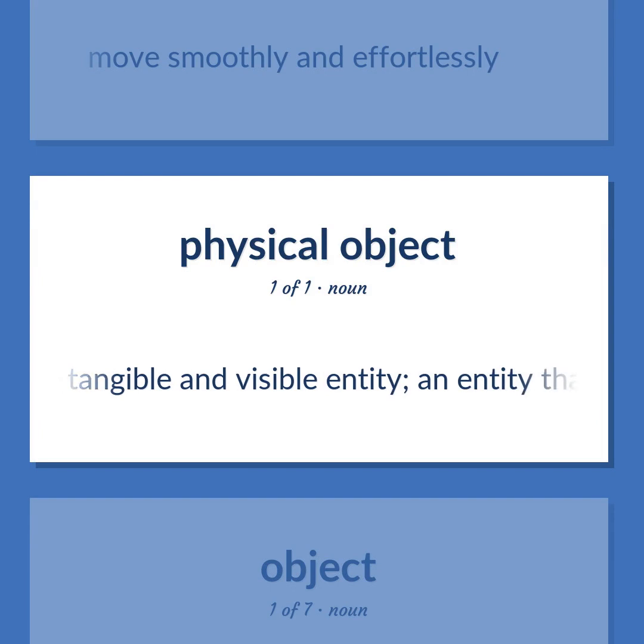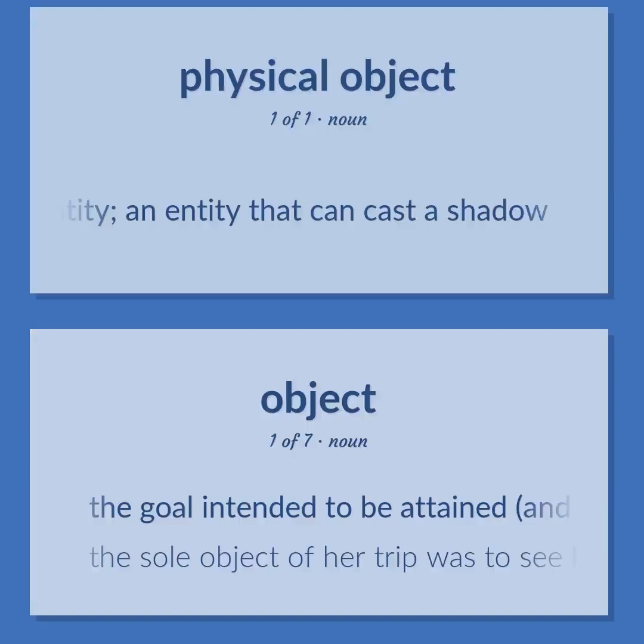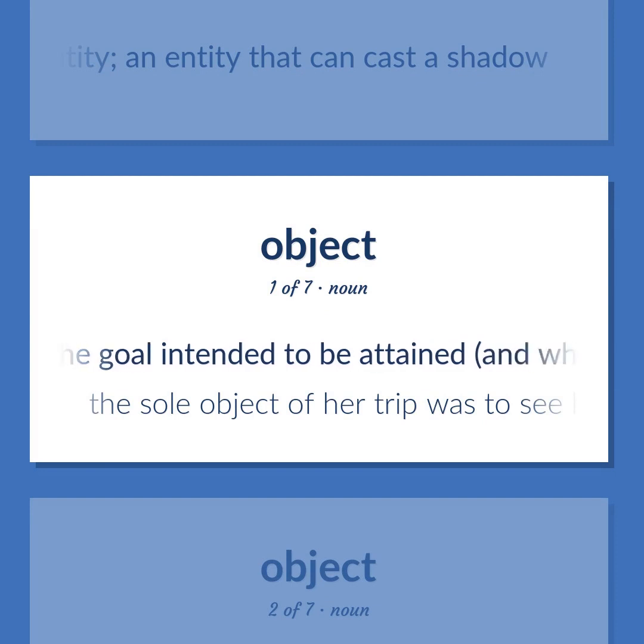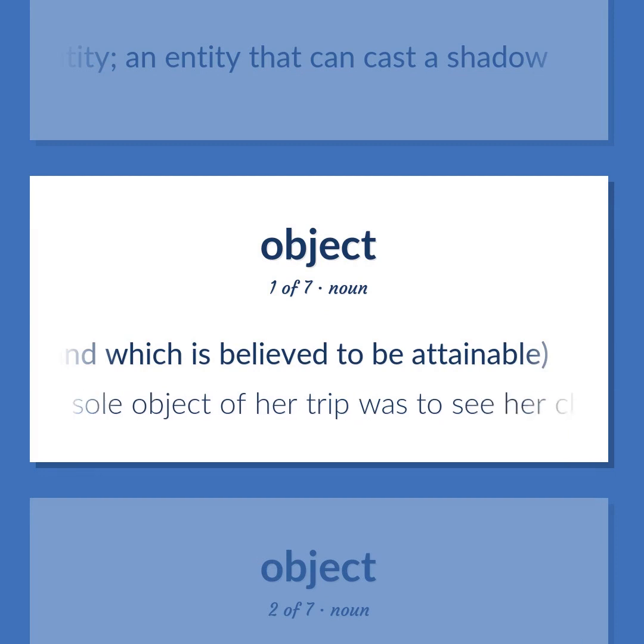A tangible and visible entity. An entity that can cast a shadow. The goal intended to be attained, and which is believed to be attainable. The sole object of her trip was to see her children.